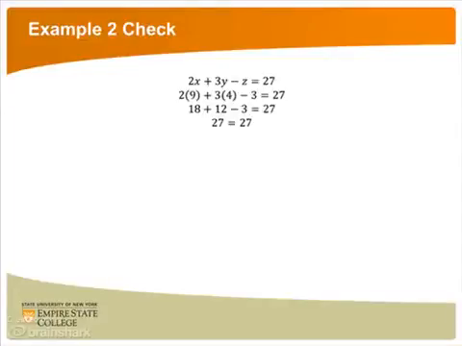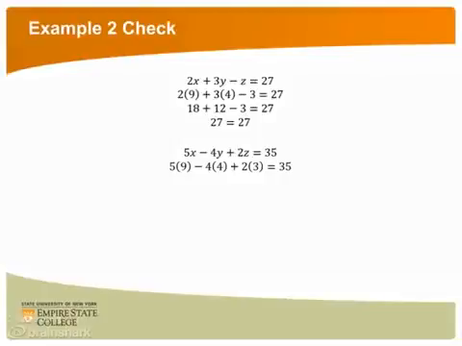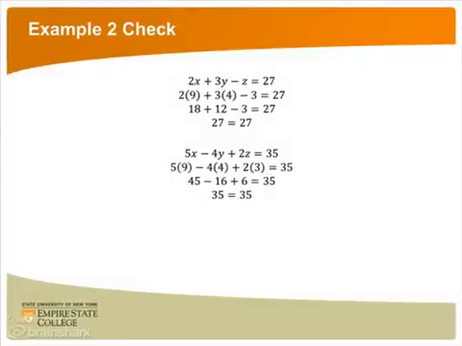Now let's try the second equation. We have 5 times x minus 4 times y plus 2 times z equals 35. Plugging in, 5 times 9 minus 4 times 4 plus 2 times 3, which we posit is 35. Multiplying gives us 45 minus 16 plus 6, hopefully to be 35. And this works too. Now for the last equation.